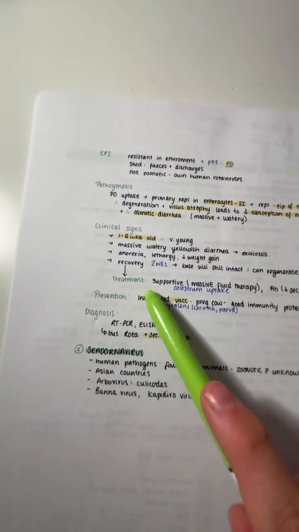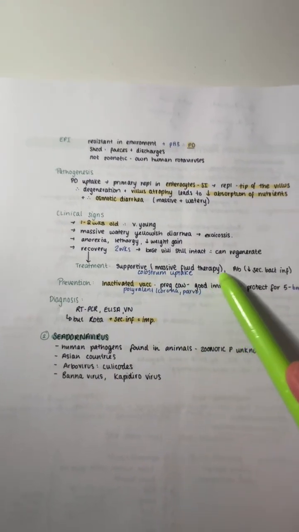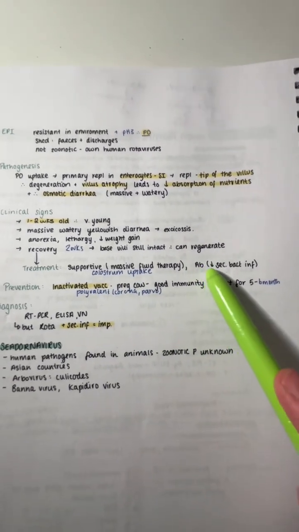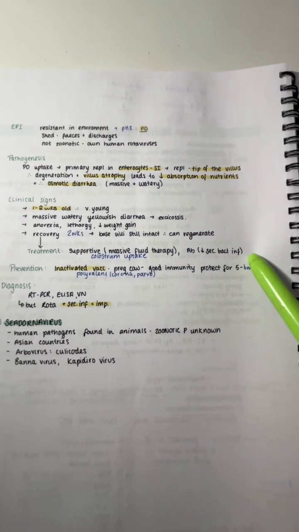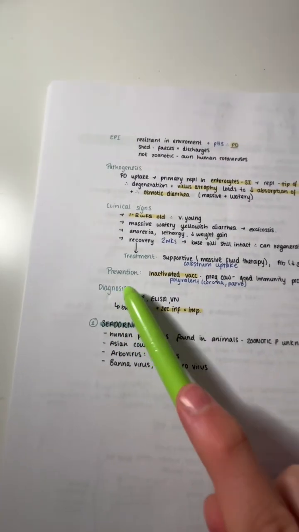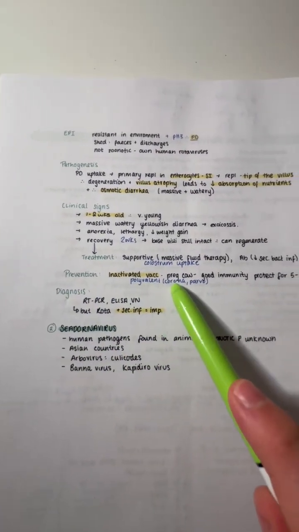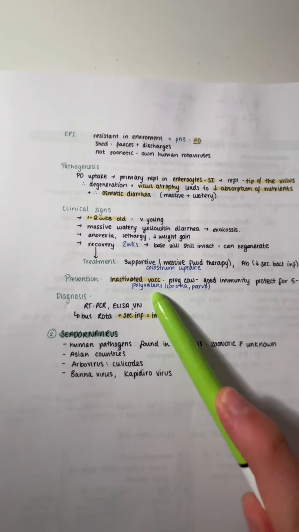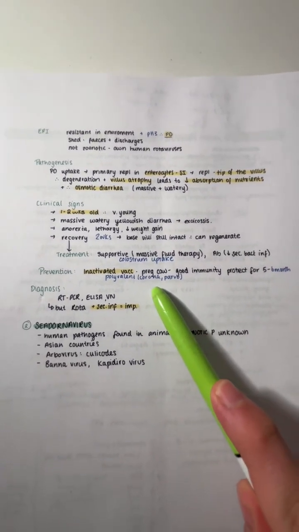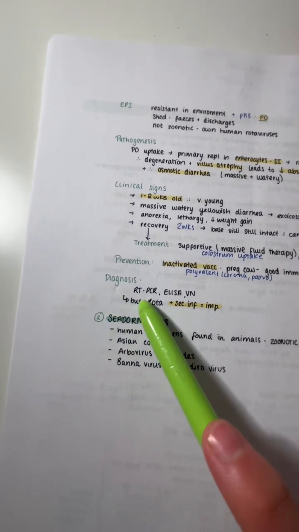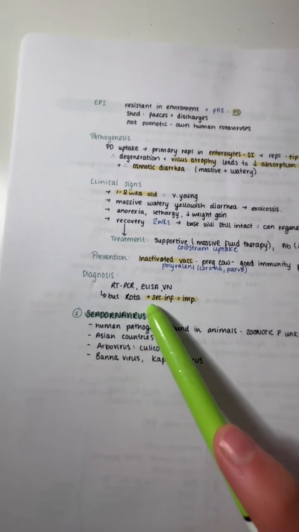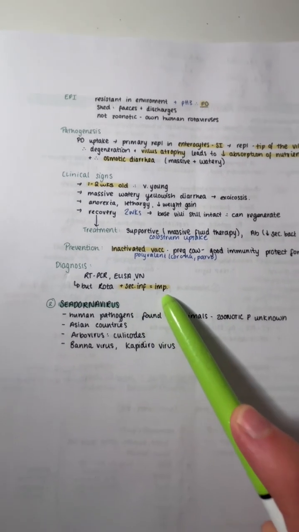For treatment, they need supportive therapy, so massive amounts of fluid therapy, and colostrum uptake is so important. And you can also give antibiotics to decrease the chances of a secondary bacterial infection. For prevention, you can give an inactivated vaccine. In pregnant cows with good immunity, it protects them for 5 to 6 months. And in other animals, you can give a polyvalent vaccine, which also protects against parvo and coronavirus. For the diagnosis, you can do a real-time PCR, an ELISA, and viral neutralization. But for rotaviruses, secondary bacterial infections are very important.